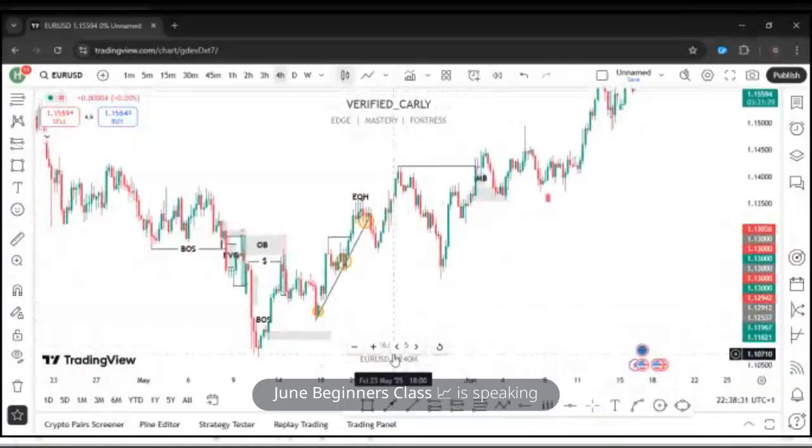Trading like smart money means acting smart, guys. You don't have to just jump into every move that you see. Just wait for your setup, okay? Wait for your setup.